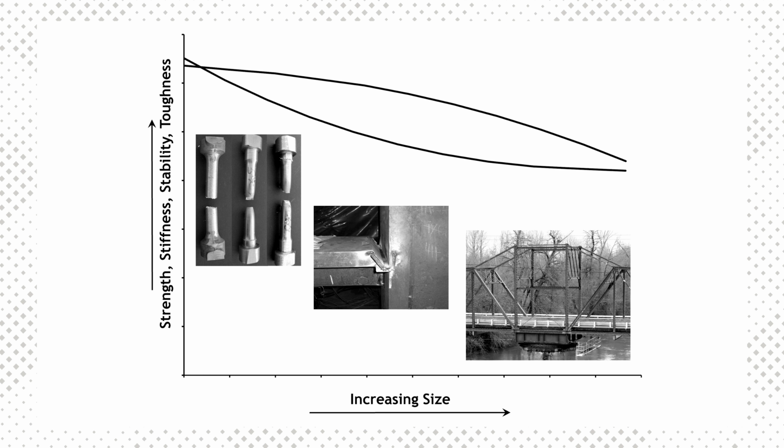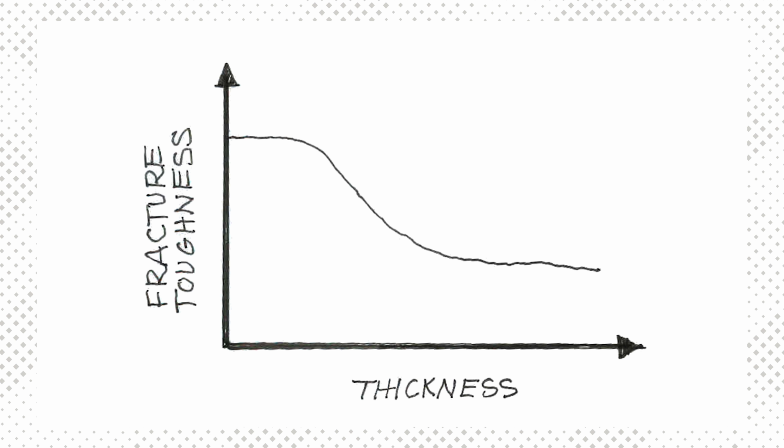First, size. For common structures, as member size increases, fracture toughness typically decreases. This is also true for strength, stiffness, and stability. Fracture toughness typically decreases as material thickness increases. For thicker materials, a plane strain condition may exist. The constraint condition is influenced by both material thickness and crack geometry.